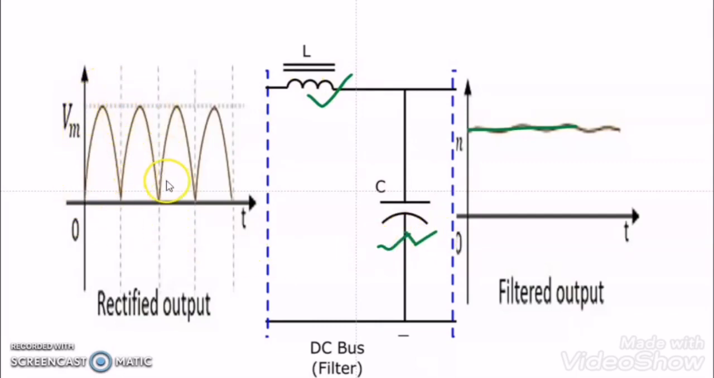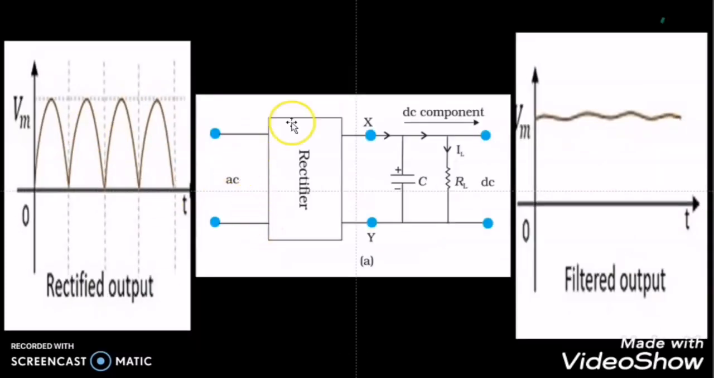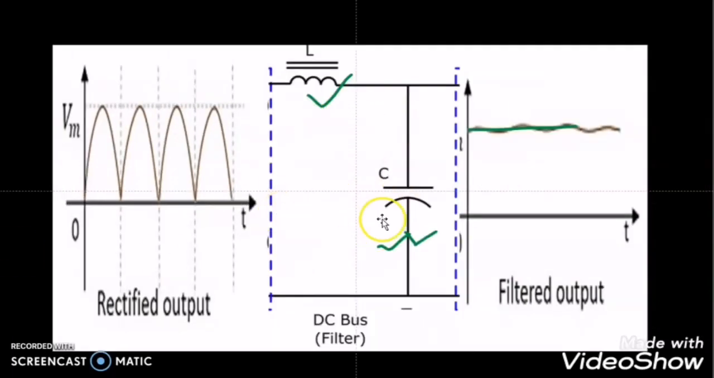When the pulsating DC supply passes through the DC bus, which is the combination of inductor and capacitor, it converts the pulsating DC into steady DC. Now let us analyze how this DC bus converts the pulsating DC into steady DC. For that, I will take a simple rectifier circuit with a capacitor filter. If you understand this concept, then you can understand that concept also.